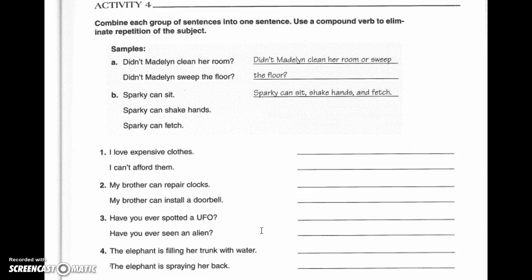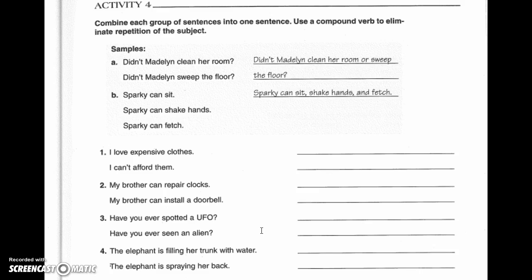The second sentence says, didn't Madeline sweep the floor? So it's again, did not Madeline sweep the floor? Well, those are really redundant. They're overusing the phrase, and they want you to streamline it a little bit and combine those elements into something a little bit more concise, such as, didn't Madeline clean her room or sweep the floor? So basically, they're telling you to combine the elements, find the common tense of the verbs, and then do those, let's see, there's 10 of them in activity 4. You're going to be combining the elements.